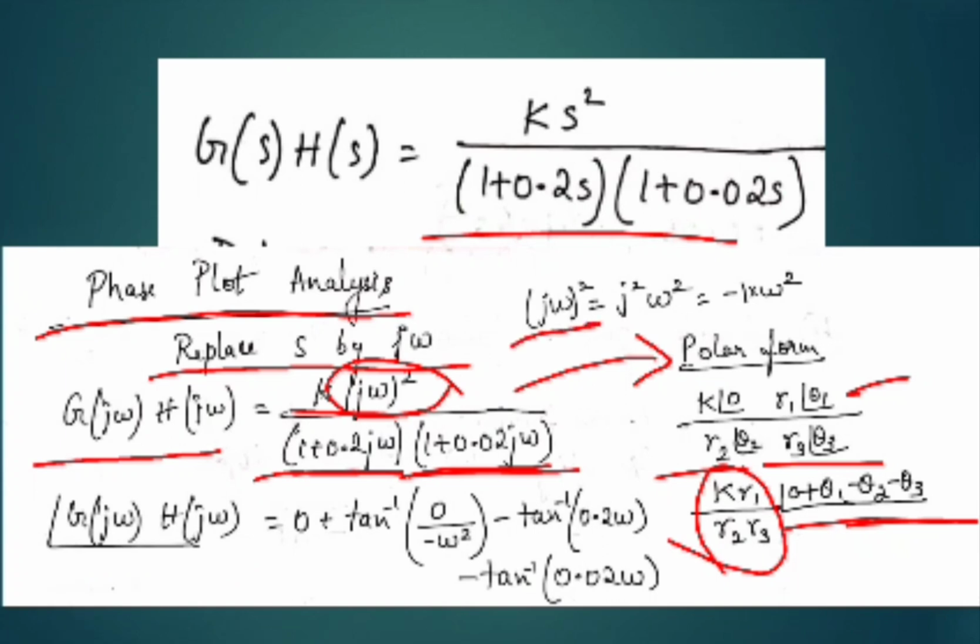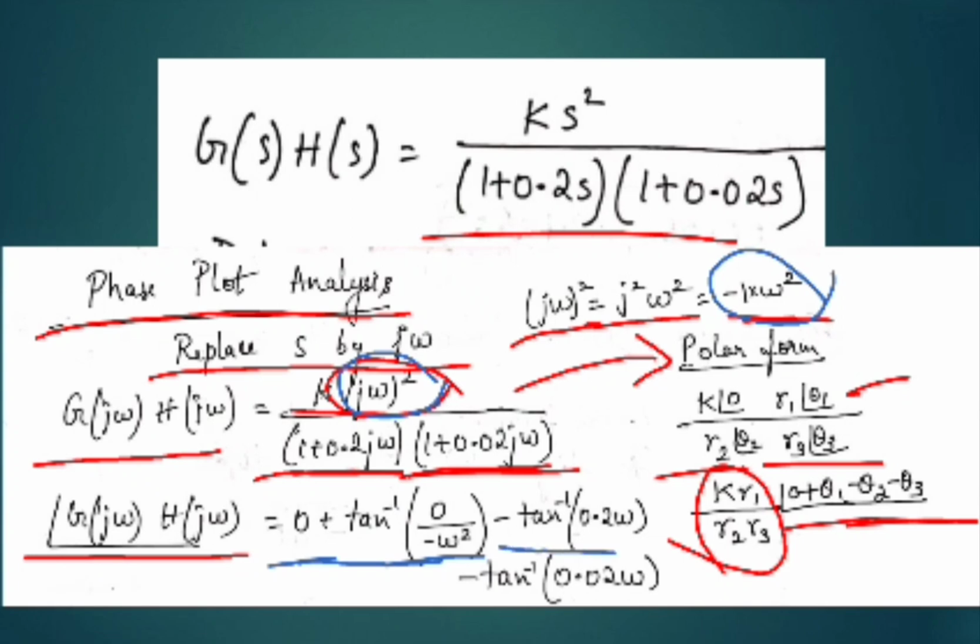So now taking the angles of g of j omega and h of j omega, the value of j omega whole square is j square into omega square, where j square value is minus 1. So it becomes minus omega square. So the angle of g of j omega into h of j omega becomes 0 plus tan inverse of the second term, wherein the real term is 0 and the imaginary term is minus omega square. So 0 divided by minus omega square, and next the value of theta 2 is minus tan inverse of 0.2 omega, and theta 3 is minus tan inverse of 0.02 omega.